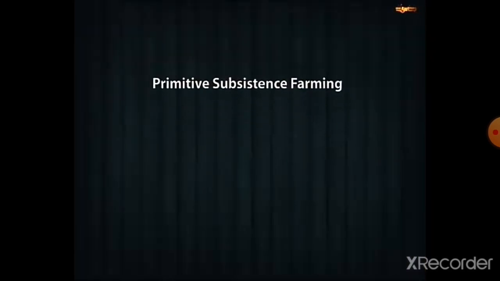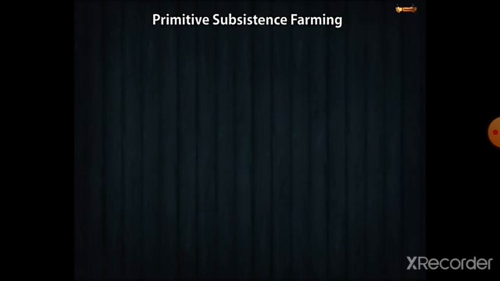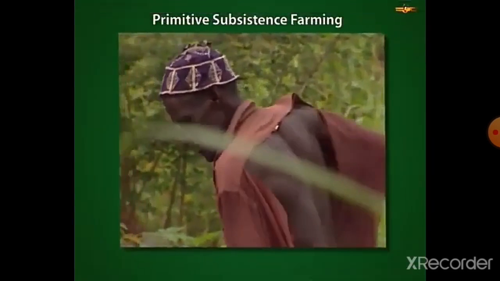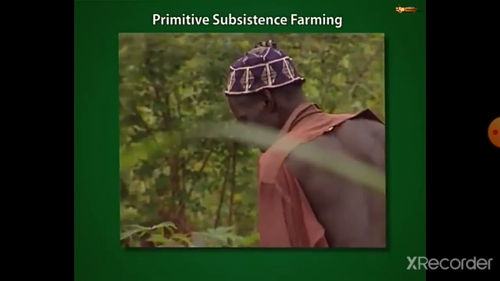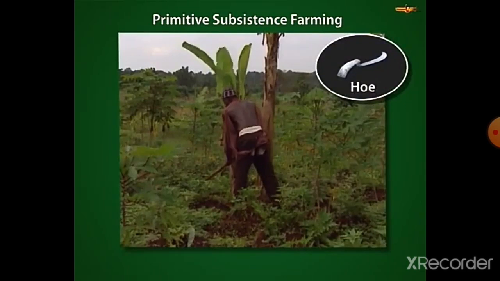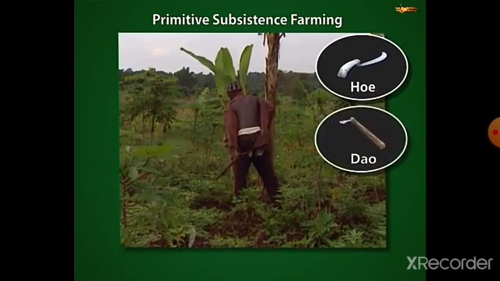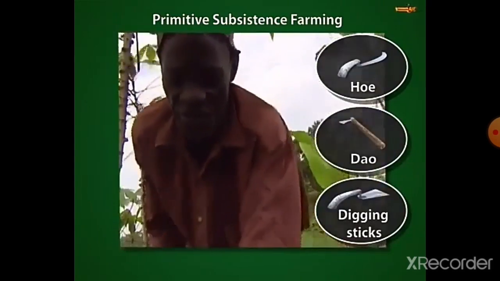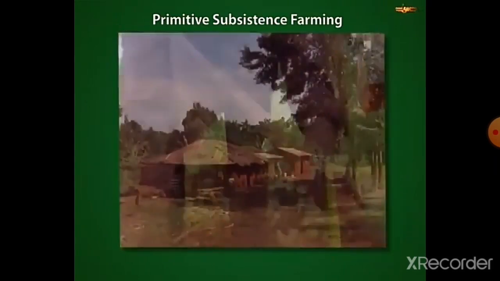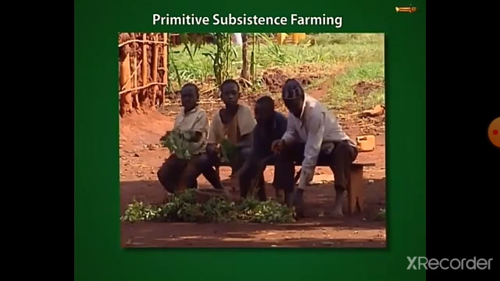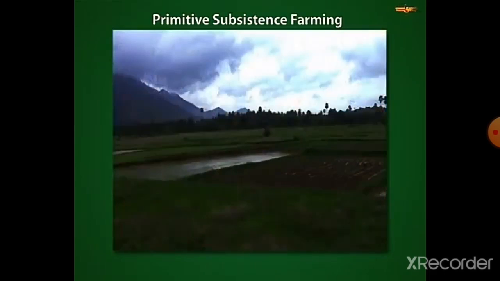Primitive subsistence farming. In this, the agricultural land holding is small. As the farmers are poor, they can't apply modern inputs which cost more. They grow crops with the help of family members and consume almost the entire farm produce, with little surplus to sell in the market.